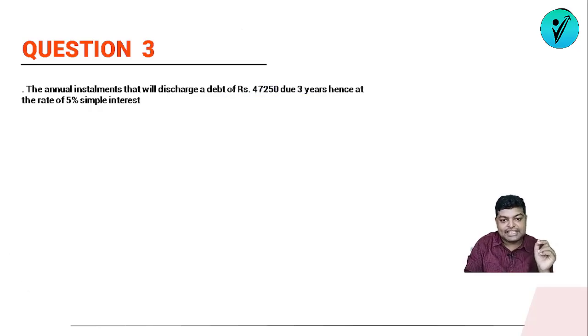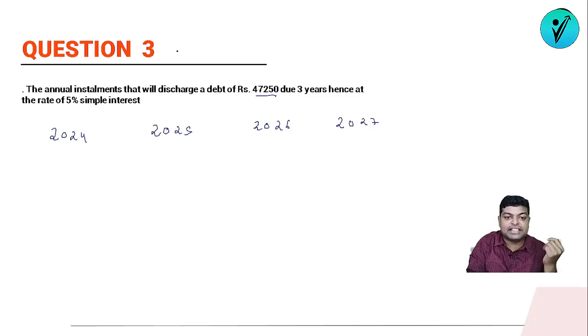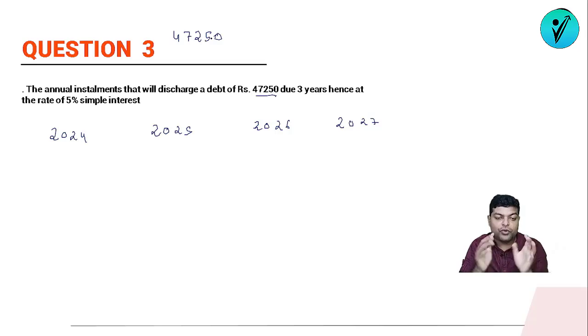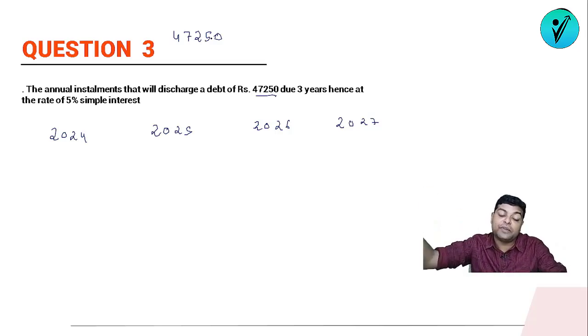Now again, since we have to repay it in 3 equal installments, suppose you have taken a loan in 2024. First installment will be in 2025, second installment will be in 2026, third installment will be in 2027. ठीक है, and the loan that you have to square off in 2027, इसका worth कितना है, it's 47250. 47250 रुपीज आपको देना है at the end of 2027, this is not the present worth.